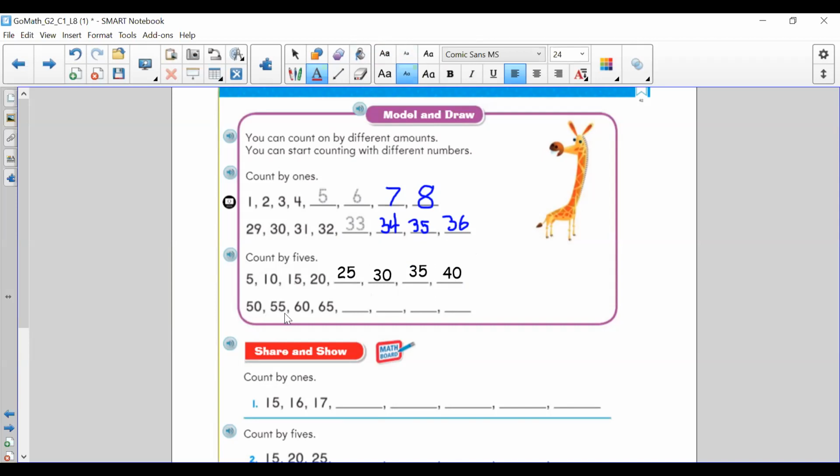But what if we wanted to start at 50? 50, 55, 60, 65. So what's the next 10? 70, 75, 80, and we're still in the 80s, and we say 85. So when we count by fives starting at 50, we'll always see a 0 and a 5 and a 0 and a 5 in the ones place.